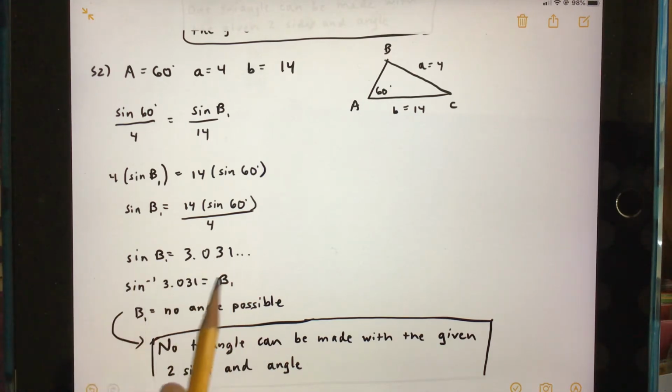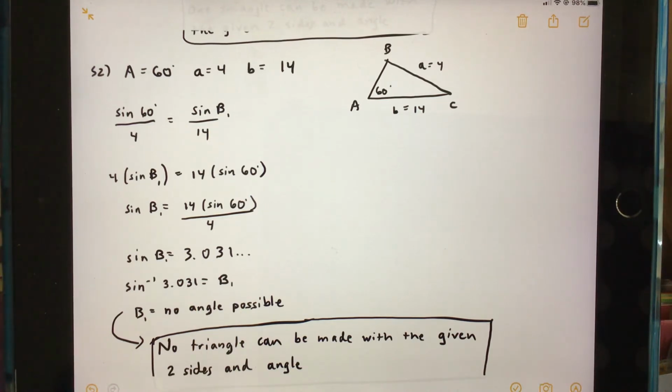And at this point, you're going to know there is no angle possible for our angle B1, because sine ranges between -1 and 1. Any sine values that you propose that are less than -1 or greater than 1 are impossible. So we know what's going to happen when we figure out what that B is. We'll try sine inverse here. Sine inverse of 3.031 equals B1.